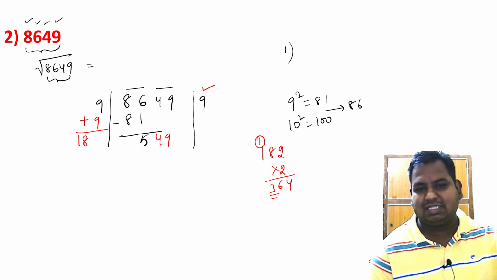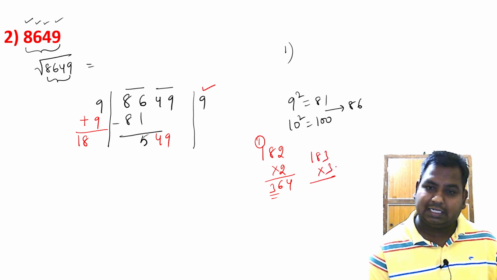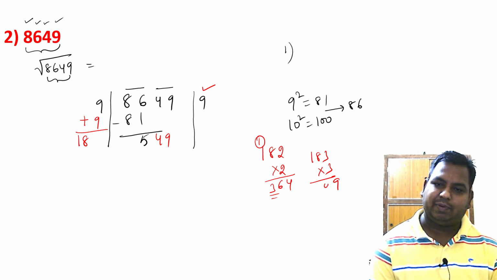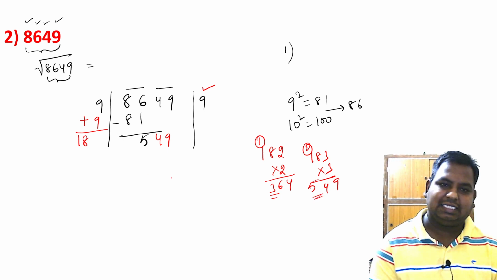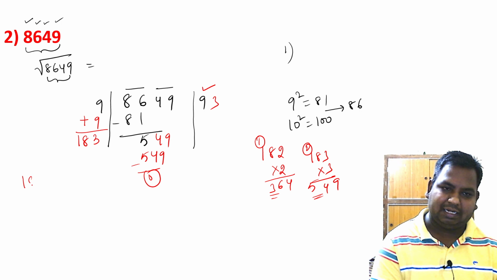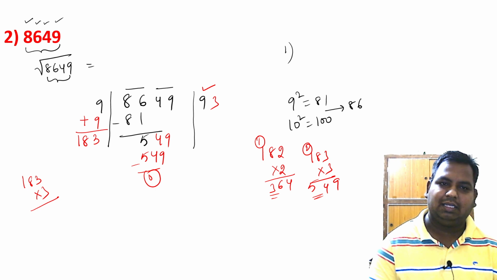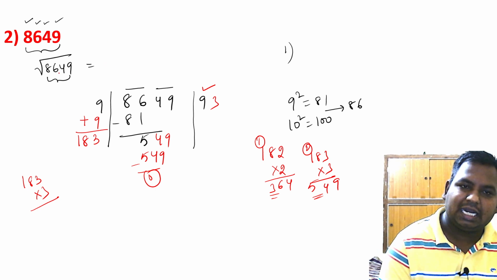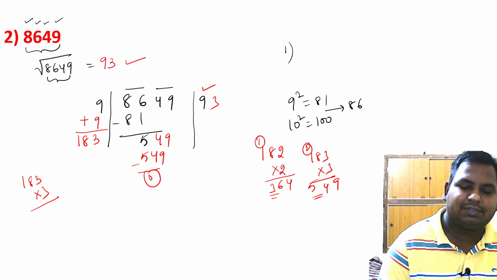So 364 is smaller than 549, so we'll check for 183 3s. What will I get here? 3 3s are 9, 3 8s are 24. Yeah, 549. So 183 3s is 549. See here, we have 18. Beside 18, I have written 3. So with the same number, you have to multiply. That's it. So what can we conclude here? We can say that the square root of 8649 is 93. This is the answer.